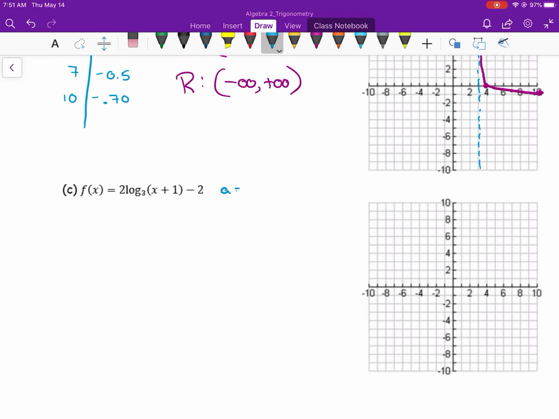Alright, and then we have C, A equals 2. H is negative 1, opposite of opposite, right? And then K is negative 2. Vertical asymptote's at negative 1. So for my table, I take numbers that are greater than negative 1.